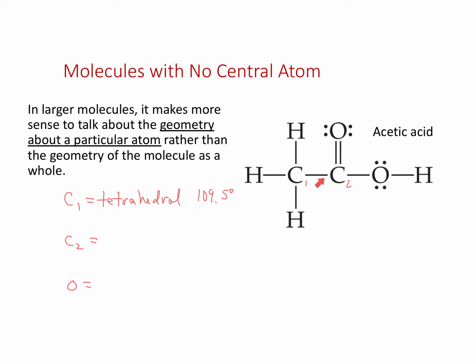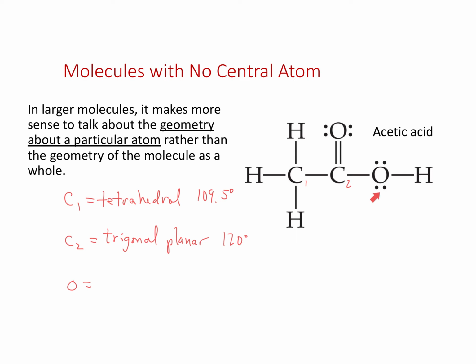Carbon 2. Okay, around carbon 2, I have 1, 2, 3 electron domains, right? This carbon-oxygen double bond counts as one domain, even though there's 2 bonds there. So 3 electron domains, they're all bonding. This would be trigonal planar, and my bond angles would be about 120 degrees apart. So even though these are drawn as 90 degrees and these are drawn as 180 degrees, that is not the case. This molecule will actually be tetrahedral geometry here with 109.5 degree bond angles, trigonal planar here with about 120 degree bond angles.